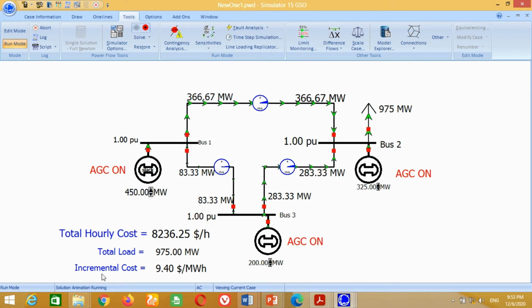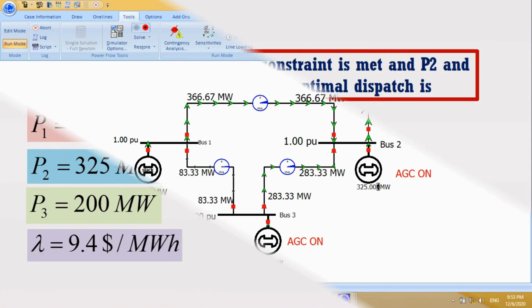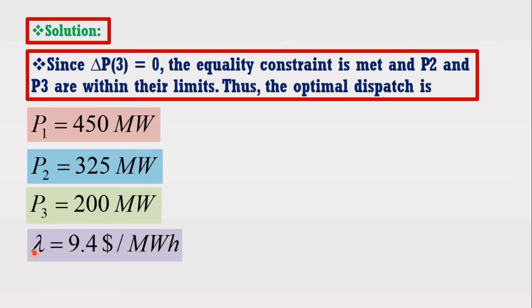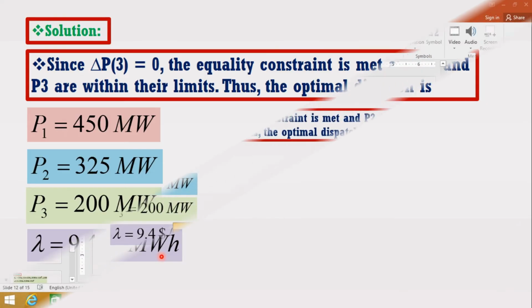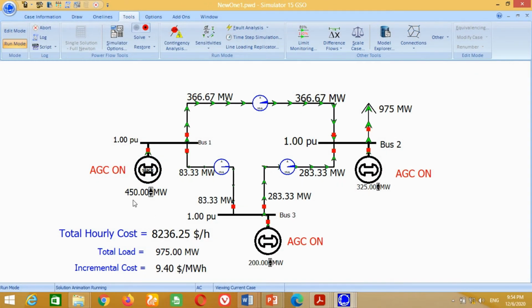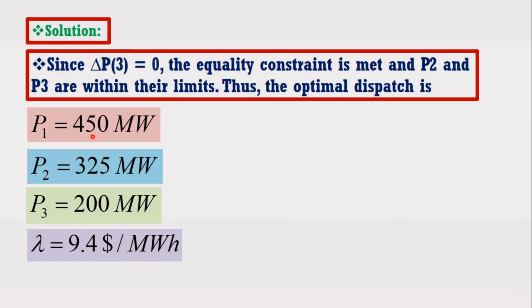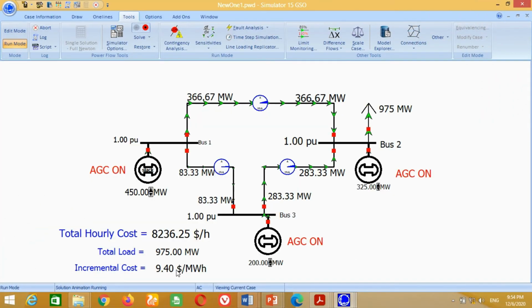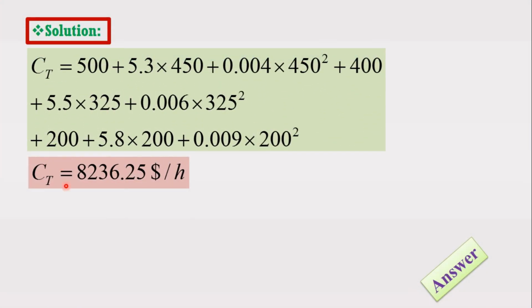Now compare the incremental cost measured by the software with the cost obtained in the example. You can see both answers are correct. Similarly, compare the optimal dispatch of generators answer with the answer obtained in the example. You can see all answers are correct. Finally, you can compare the total hourly cost of the economic load dispatch with the answer obtained in the example. You can see both answers are correct.